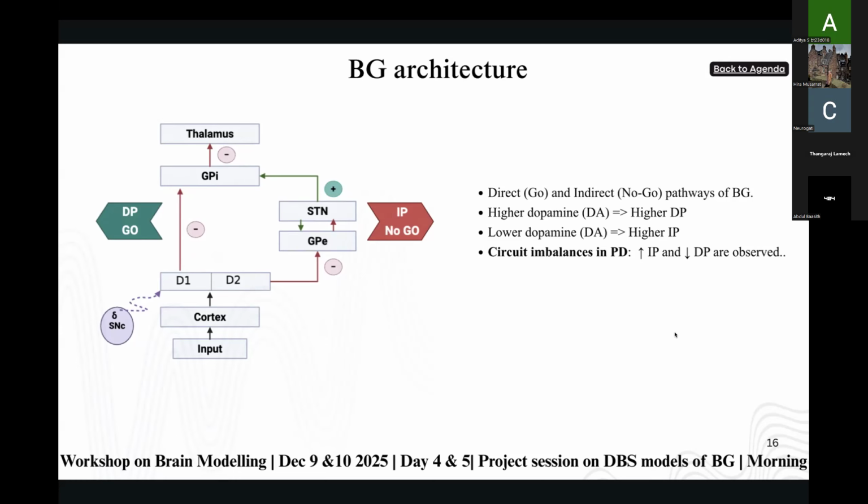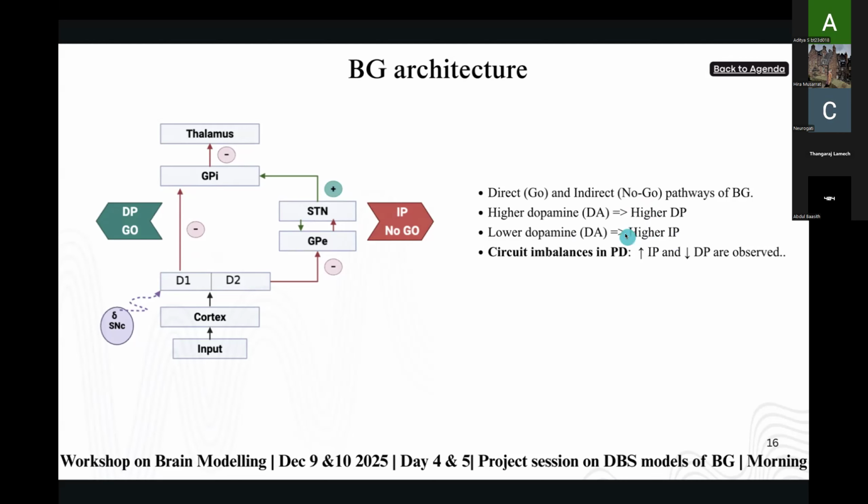Okay, so basically this is how the overall network architecture looks. Now what happens is dopamine, that is SNC, which projects onto D1 as well as D2, has a kind of differential effect. Whenever there is higher dopamine present, there will be a higher direct pathway output. Whenever there is lower dopamine present, there will be a higher indirect pathway effect.